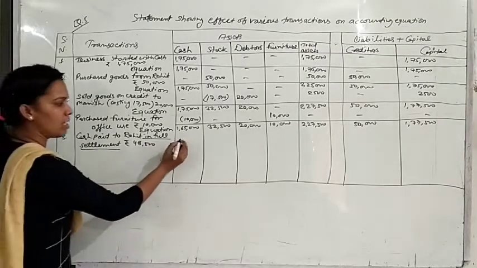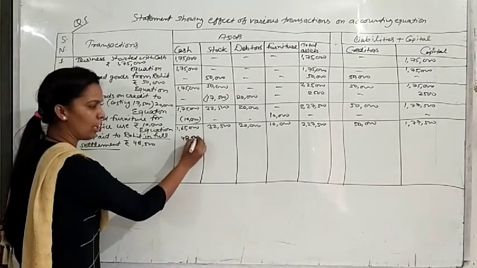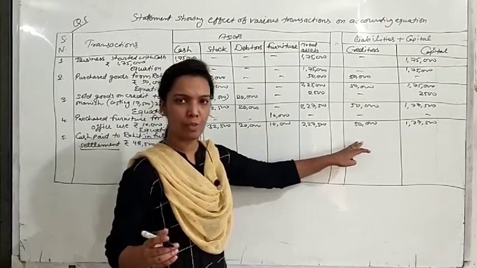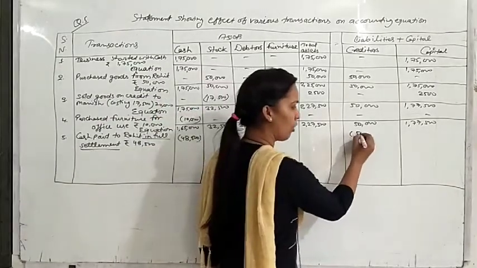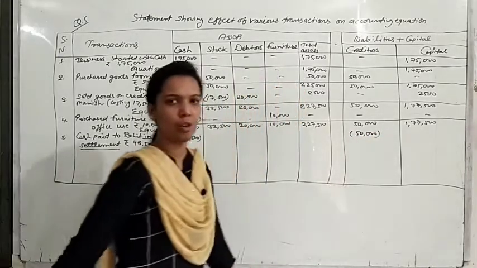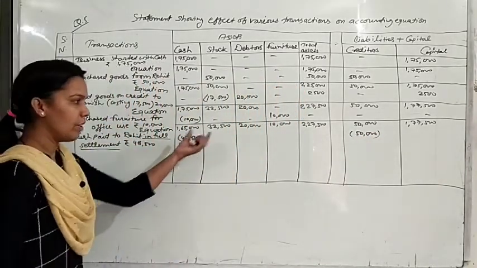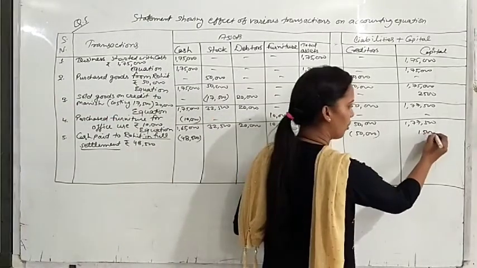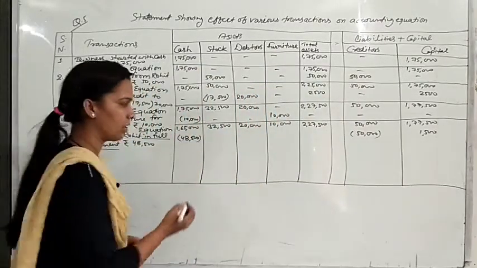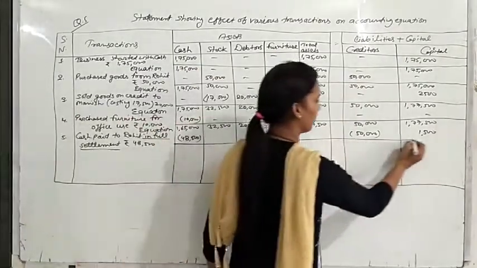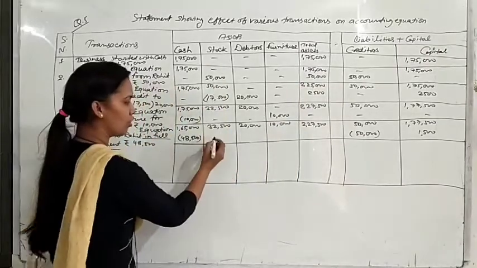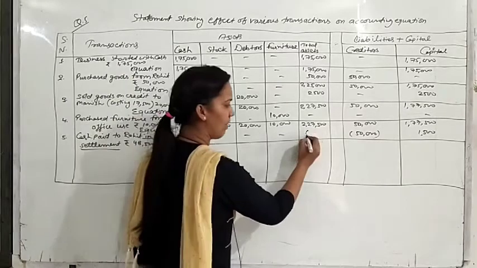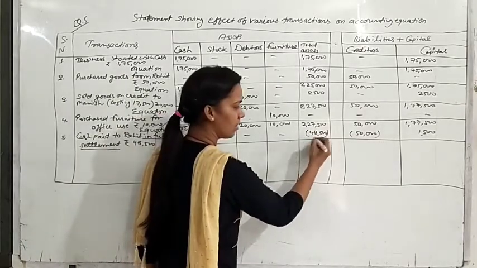So your cash will decrease by this amount because actually you are paying only 48,500, but your creditors will reduce by the full 50,000, because from your side you have done full settlement to your creditor. The differential amount will increase your capital. It means 1,500 rupees will increase your capital because this is your profit. Here no effect on stock, debtors and furniture. 48,500 same will be reduced from total assets.